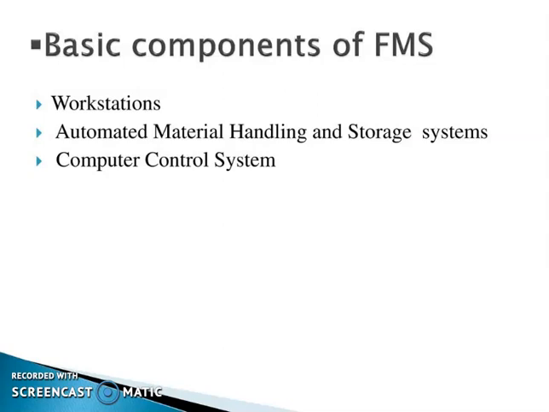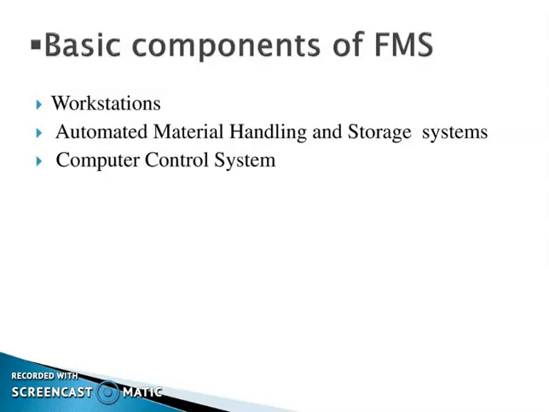Then the next one is the computer control system. The FMS includes a distributed computer system which is connected to workstations, the material handling system and other hardware components. A typical FMS computer control system consists of a central computer and microcomputers for controlling the individual machines and other components. The central computer coordinates the activities of the other components to achieve smooth overall operation of the system.